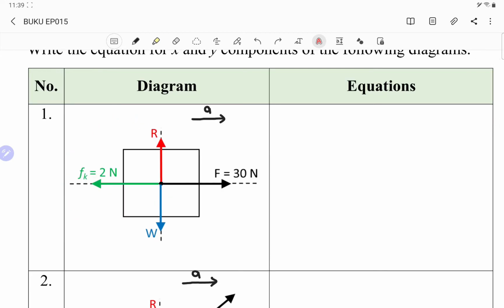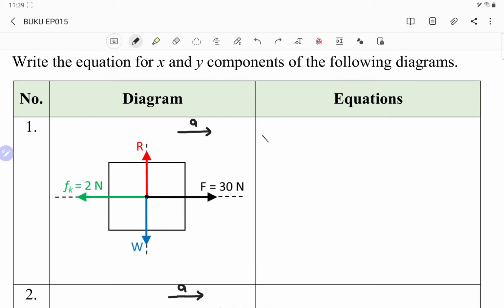Okay, so number 1, here we have 4 vectors. Kita ada 4 vektor. One is applied force. Kemudian kita punya normal force. Normal force kita label sebagai N ataupun R, resultant force. And then Fk adalah kinetic friction. W is the weight. Okay, and then we have acceleration going to the right. Maksudnya objek ini dia bergerak ke kanan. Okay, so these vectors, semua ni yang ikut arah A akan jadi positif. Dan yang kalau untuk paksi Y, ke atas positif, ke bawah negatif.